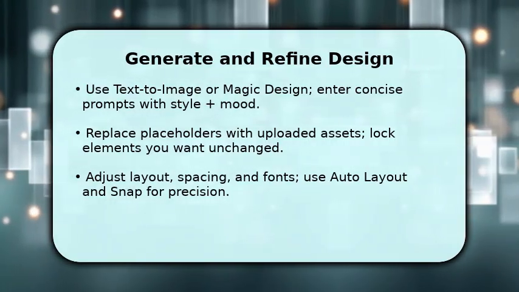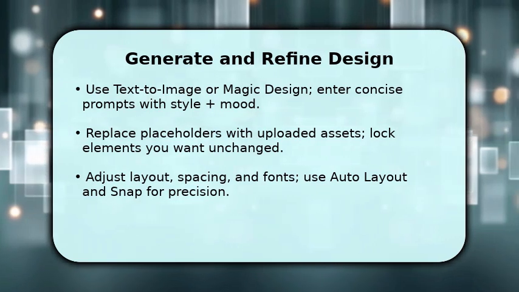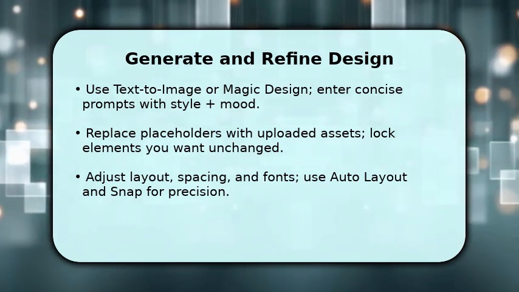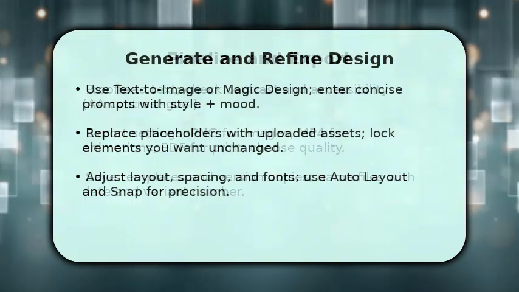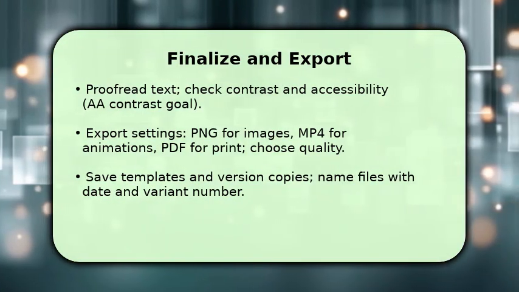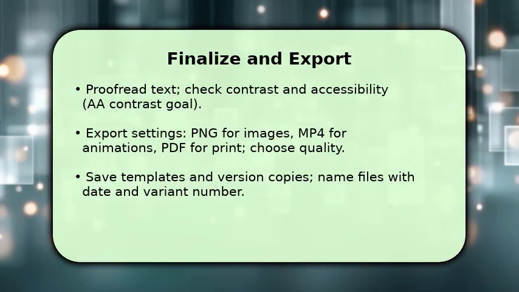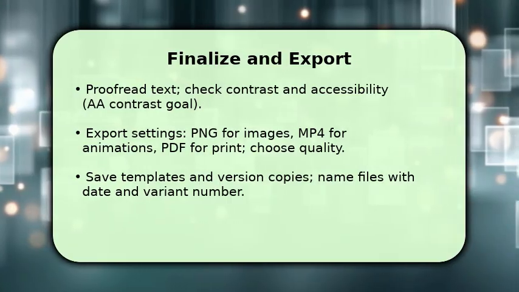If type looks off, change weight or letter spacing. If imagery clashes, toggle filters or rerun generation with refined prompts. You finish by proofreading every line and checking color contrast for readability. Aim for accessible contrast standards.